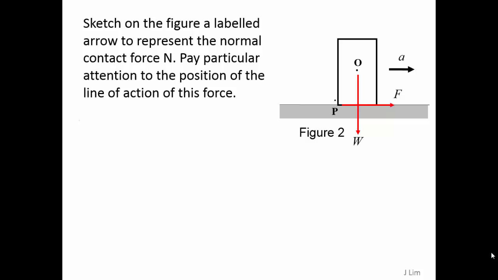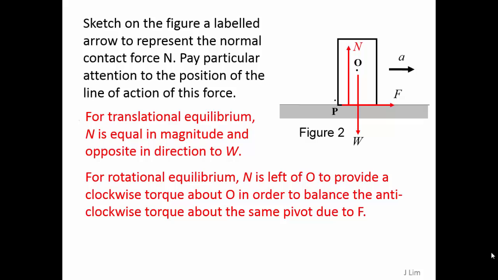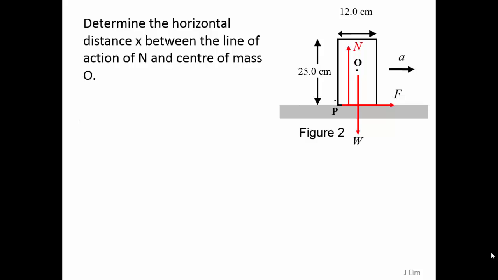Sketch on the figure a labeled arrow to represent the normal contact force N. Pay particular attention to the position of the line of action of this force. For translational equilibrium, N is equal in magnitude and opposite in direction to W. For rotational equilibrium, N is left of O to provide a clockwise torque about O in order to balance the anti-clockwise torque about the same pivot due to F.